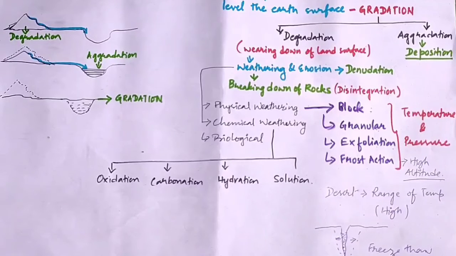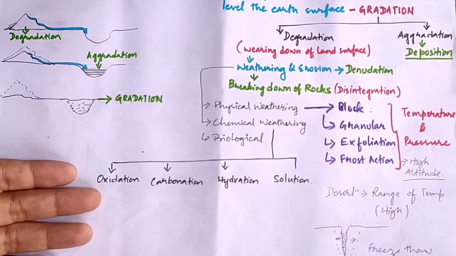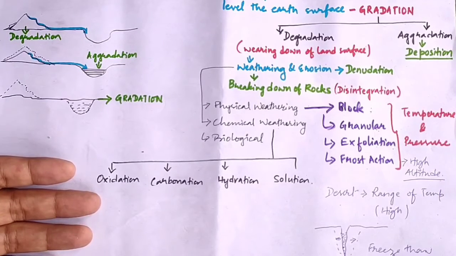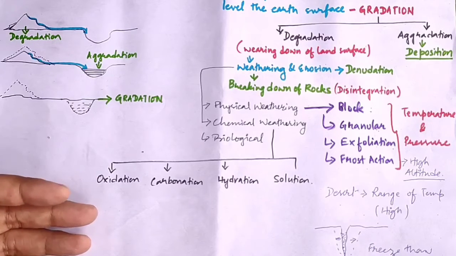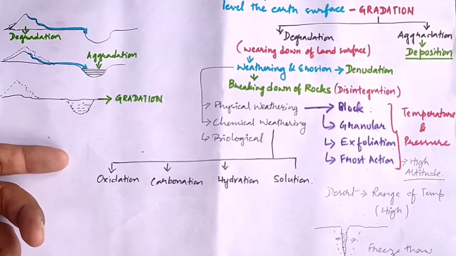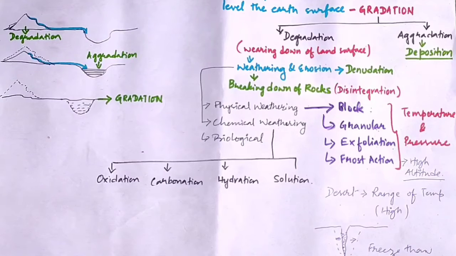Oxidation. As the name suggests, oxygen plays a vital role, and it is mostly found in rocks which contain a high amount of iron. When iron comes in contact with oxygen, or rainwater, ferric oxides are formed. So ferric oxide means rusting of the rocks, isn't it? The rocks will become weaker, and eventually they will disintegrate into smaller pieces.